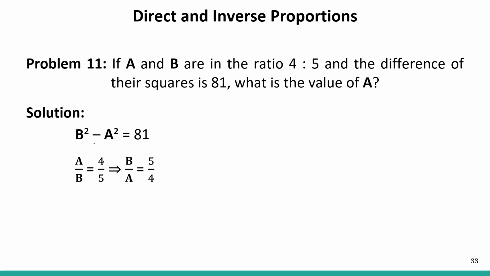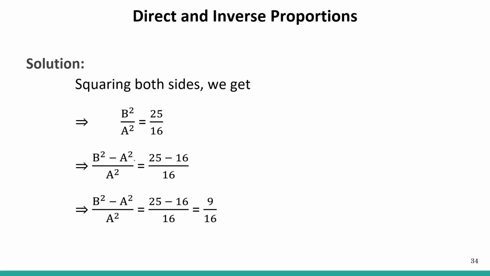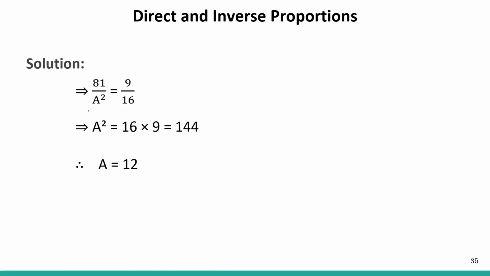Given that B square minus A square is equal to 81. A is to B is equal to 4:5, so B is to A will be 5:4. Squaring both sides, B square by A square is equal to 25 by 16. So B square minus A square by A square is equal to 9 by 16. So 81 by A square is equal to 9 by 16. So A square is equal to 16 into 9, which is equal to 144. So this implies that A is equal to 12.